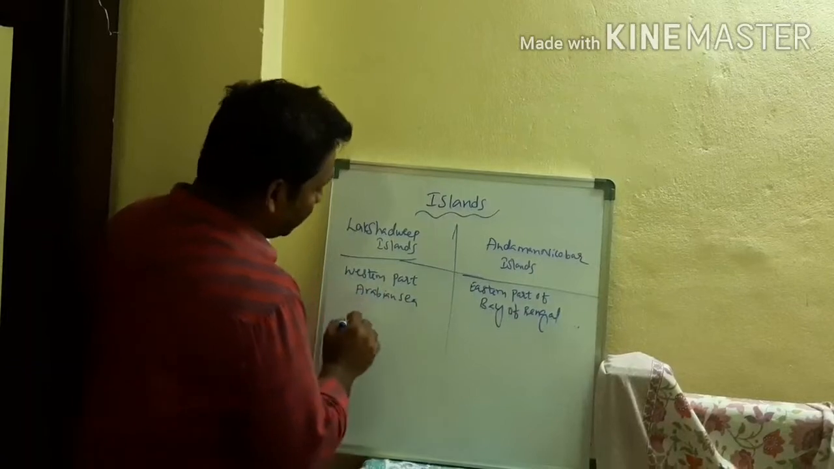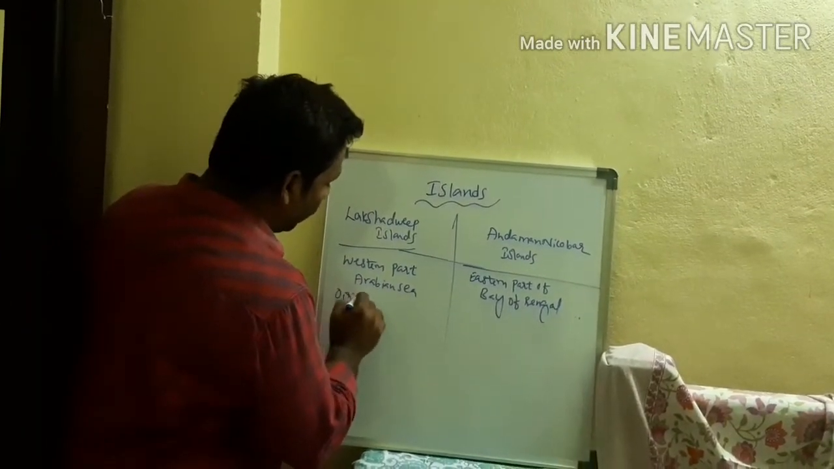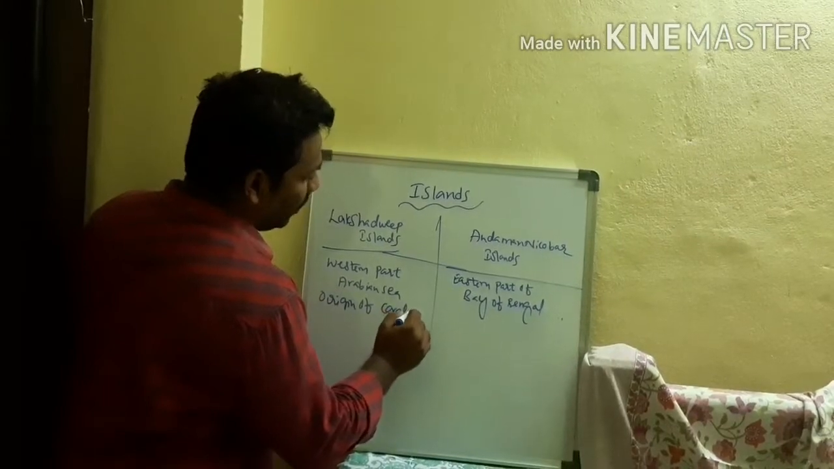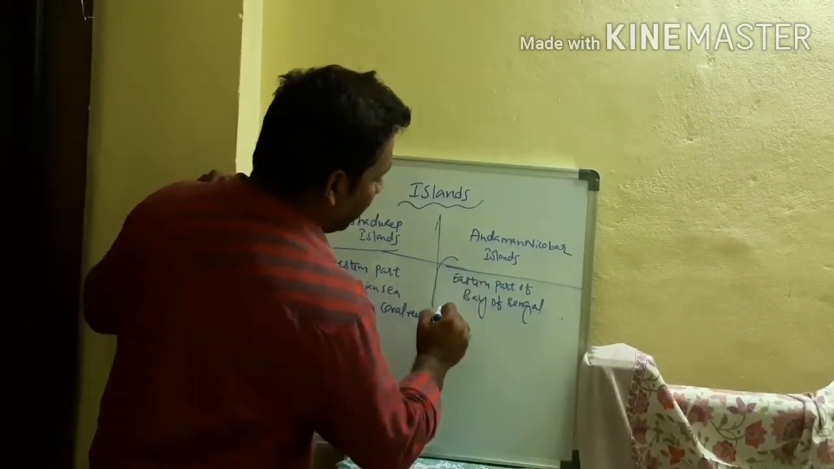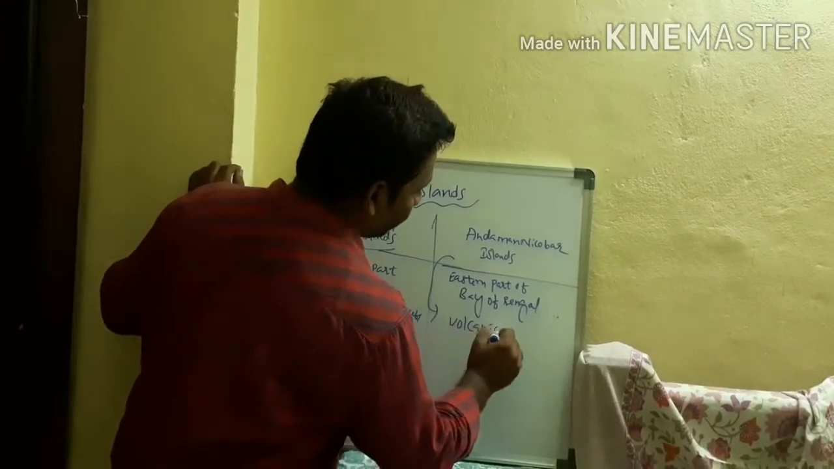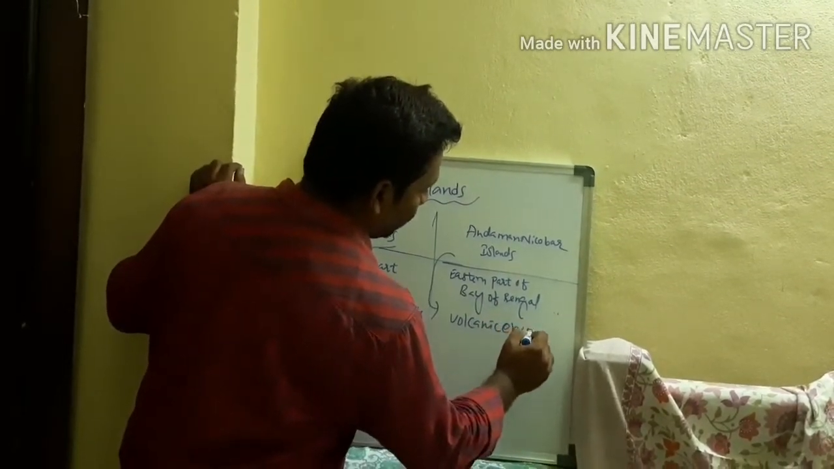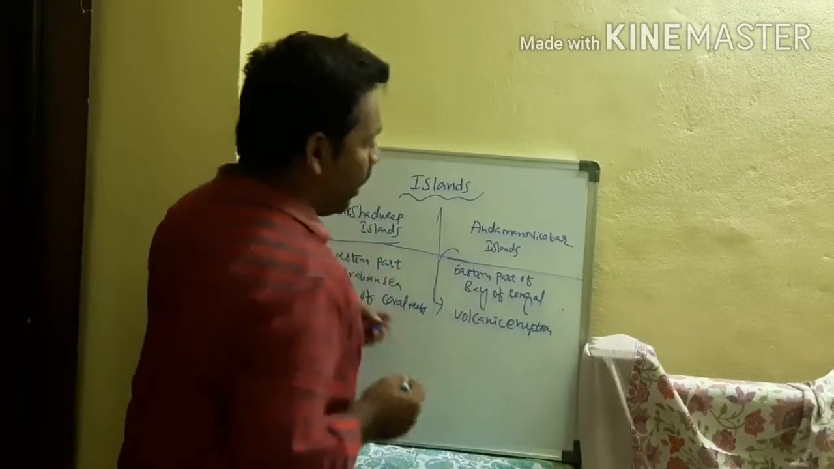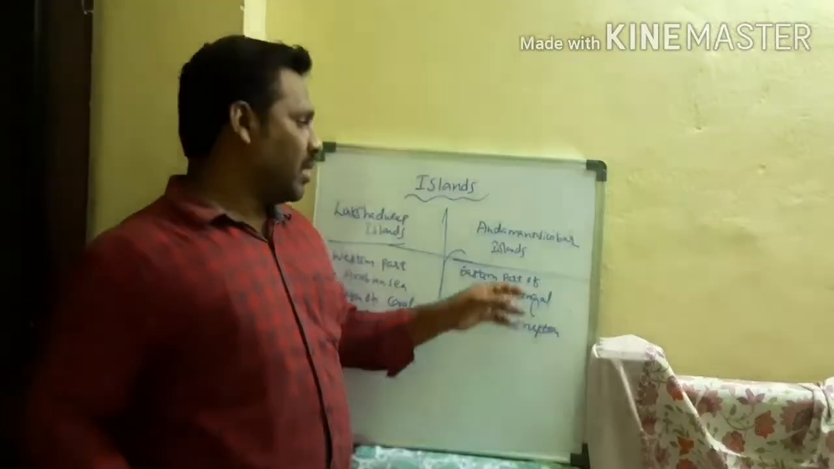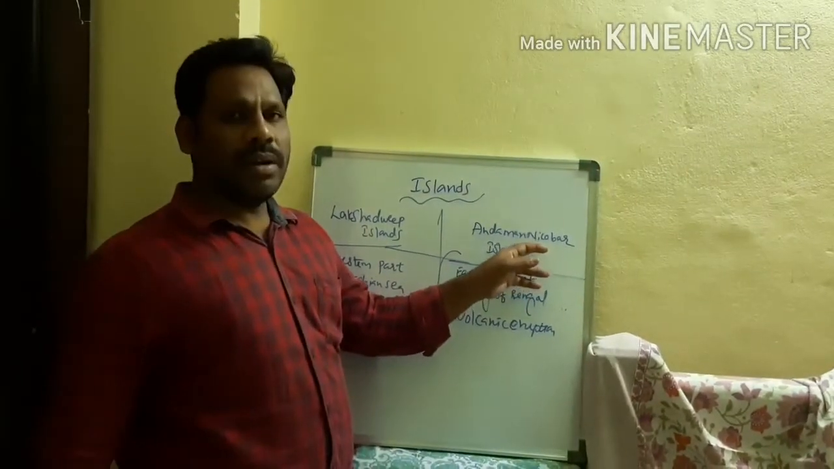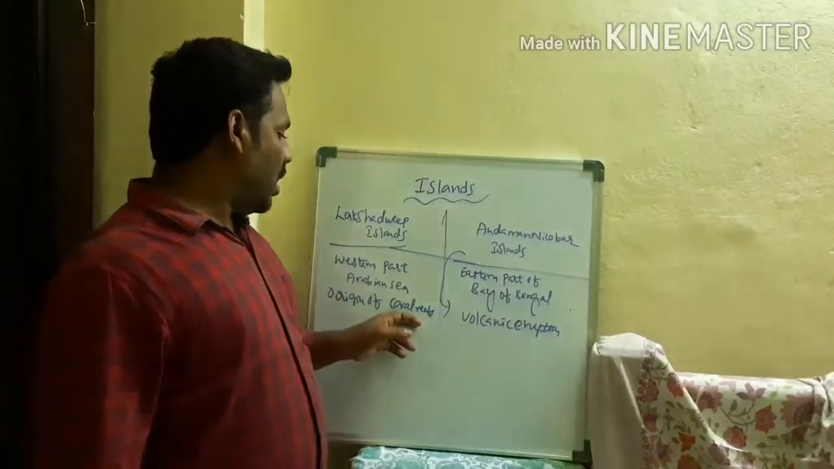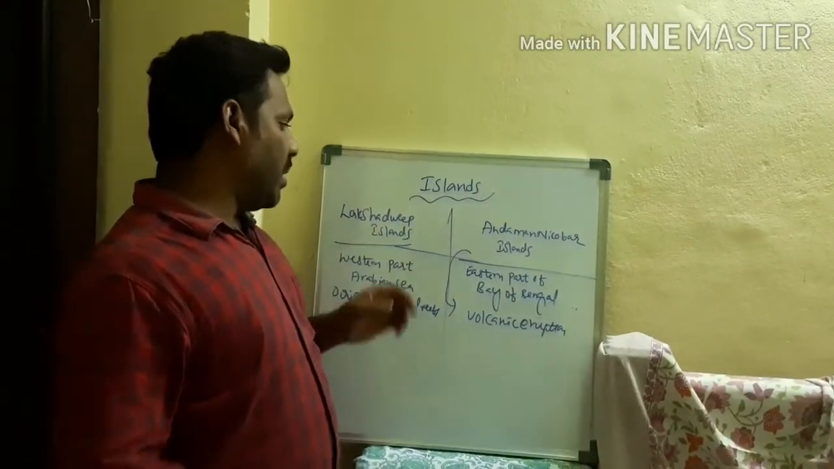The Lakshadweep Islands are of coral reef origin. And the Andaman Nicobar Islands are of volcanic eruption origin. Name the islands originated by volcanic activity: the answer is the Andaman Nicobar Islands. Name the islands originated from coral: the Lakshadweep Islands.